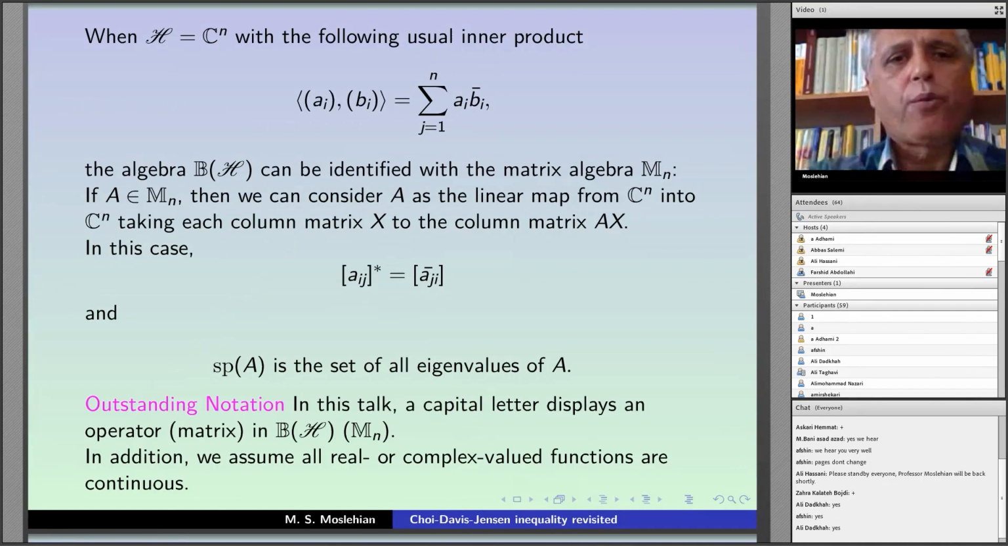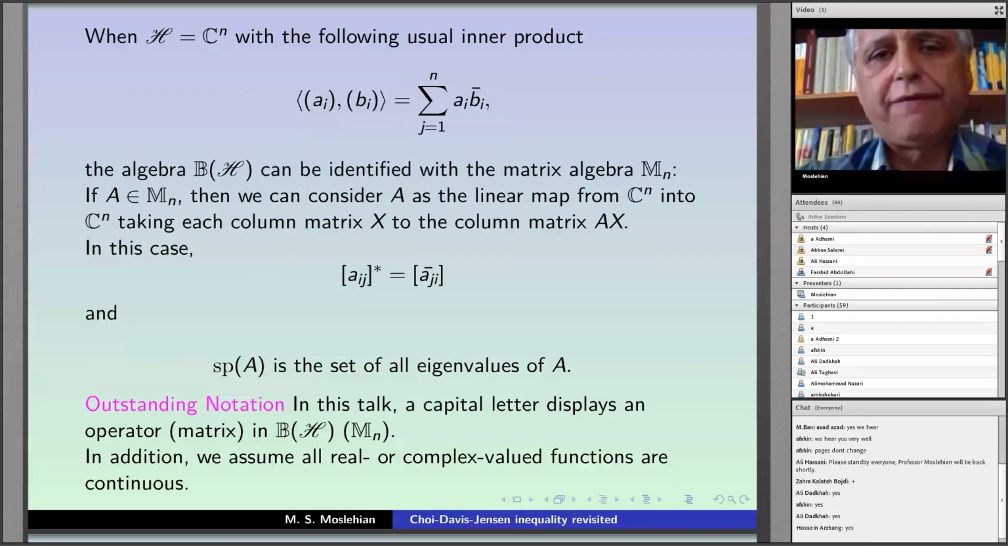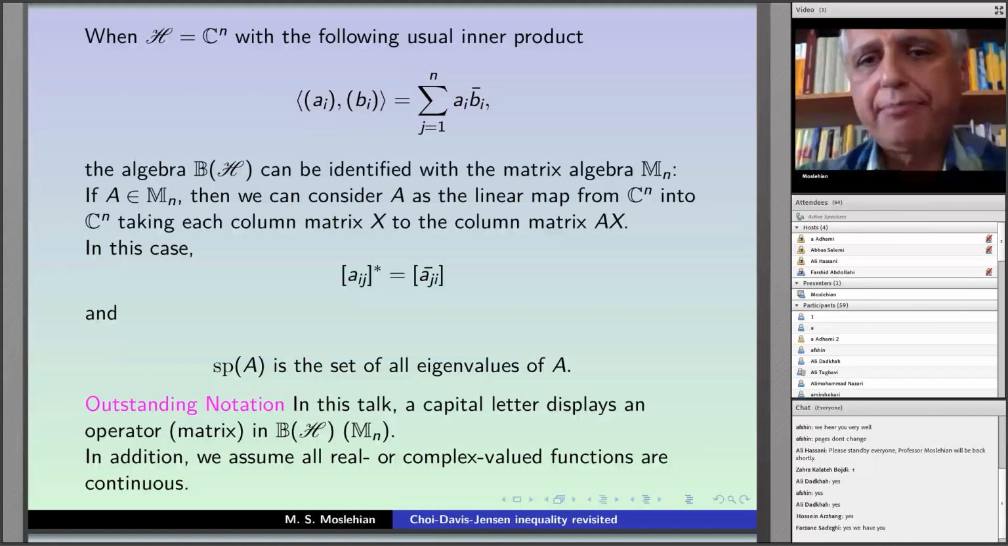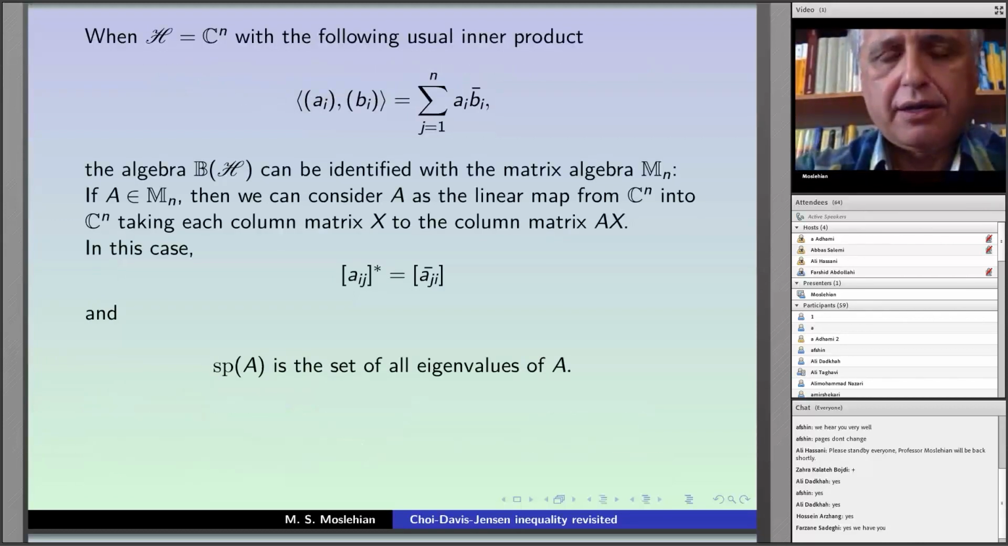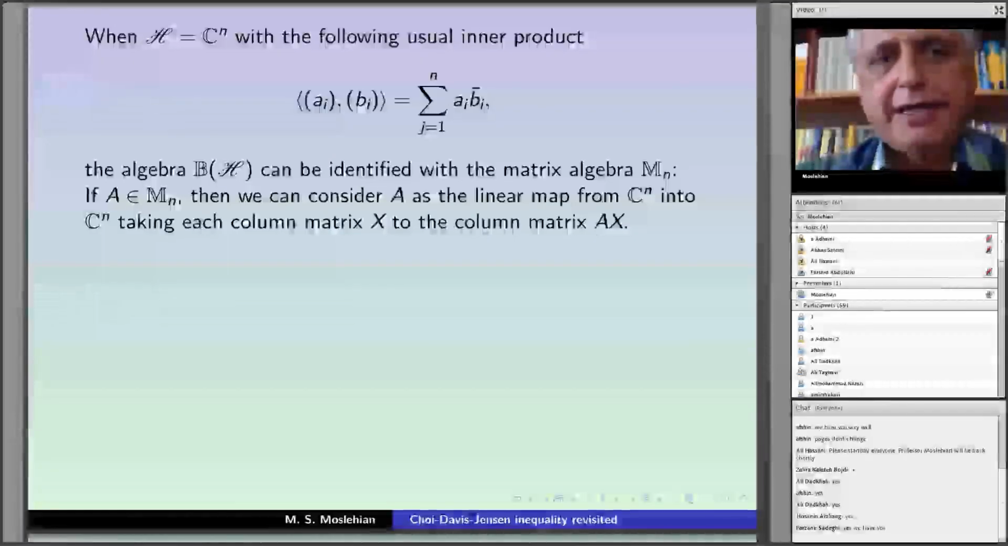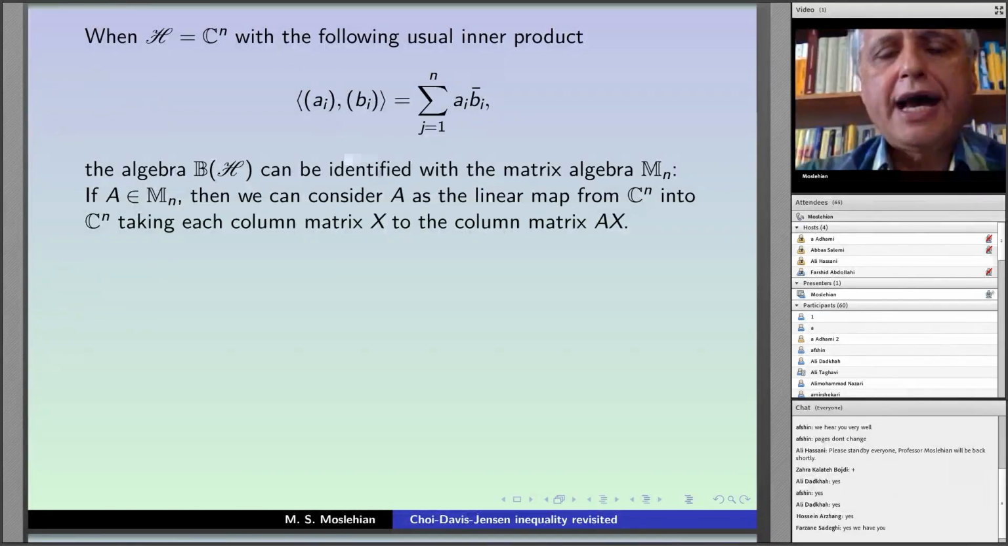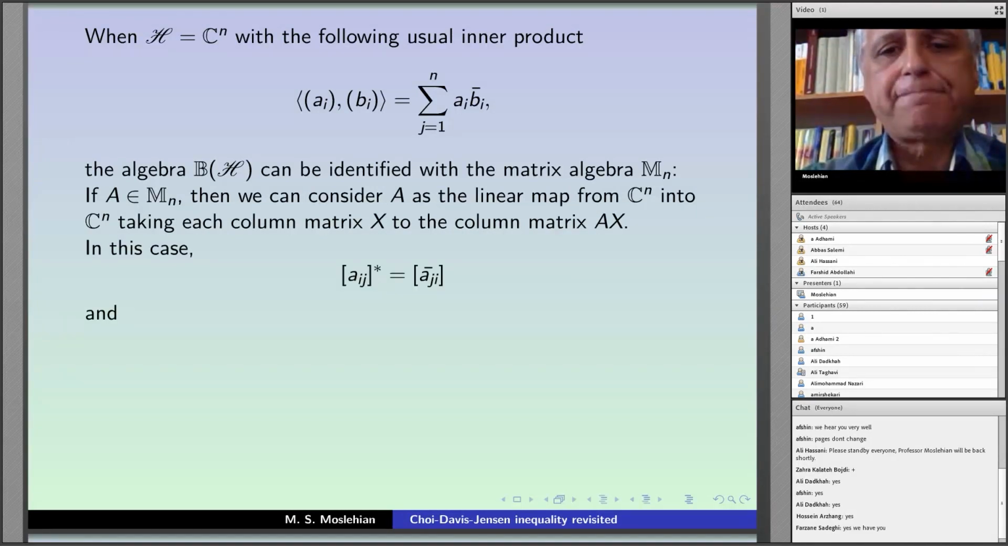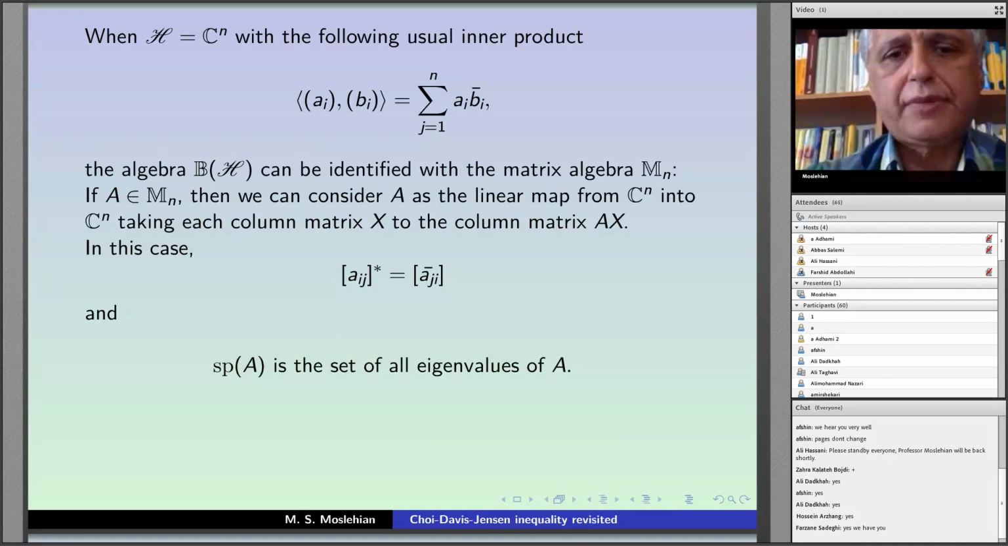Okay, when H is C^n with the usual inner product, the algebra B(H) can be identified with the matrix algebra Mn. If A is in Mn, this means that A is a matrix, then we can consider A as the linear map from C^n into C^n, taking each column matrix x to the column matrix A multiplied by x. In this case, the adjoint of our matrix is indeed the conjugate transpose. And the spectrum of A is the set of all eigenvalues of A.